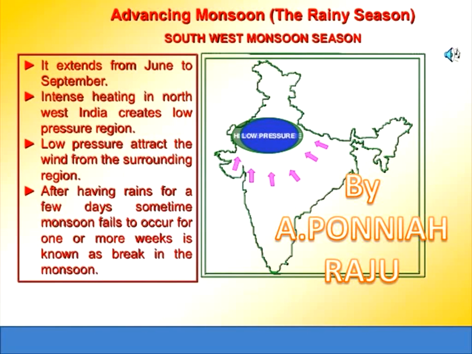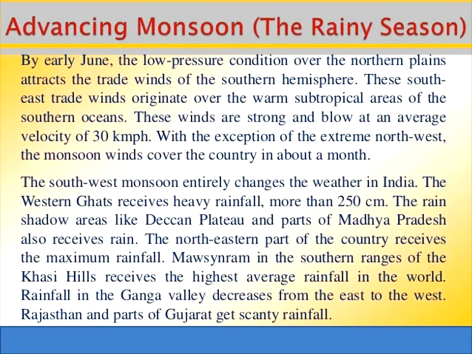In India the monsoon extends from June to September. The rainfall occurring in one place depends on how the low pressure area is created. That is the main thing to understand. By early June, the low pressure condition over the northern plains attracts the trade winds of the southern hemisphere. Based on the trade winds, movement occurs from one place to another, along with low pressure areas and cyclone formation.